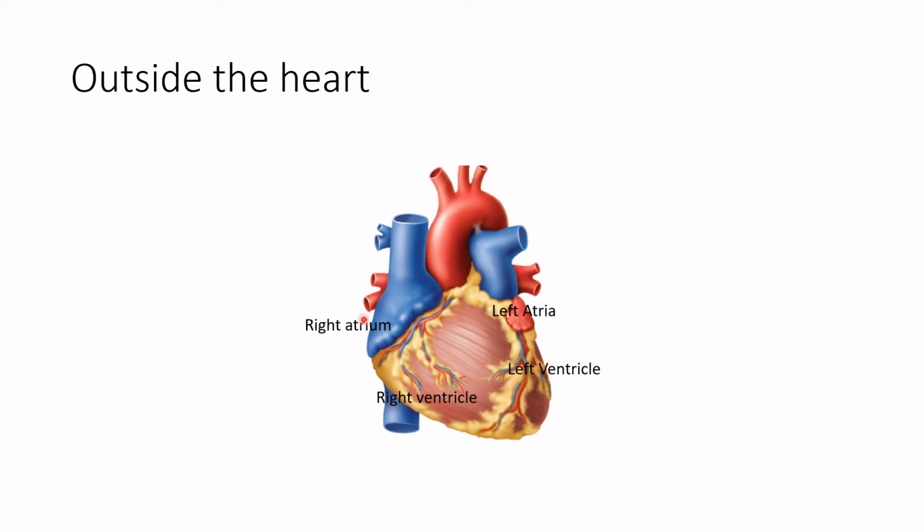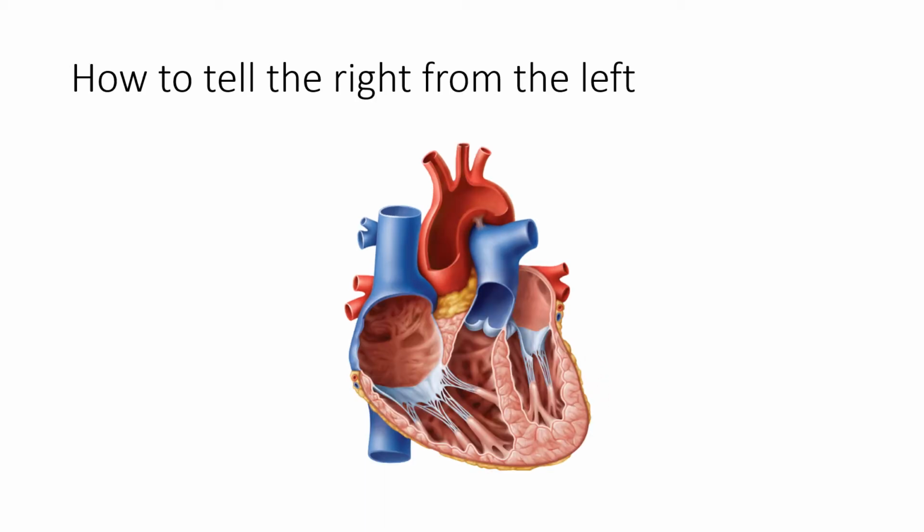So you can see here the right atrium, the right ventricle, the left atria is this red thing here, and then the left ventricle. In some situations, like on an exam, you're going to need to know how to figure out what is the left and the right side of the heart. And that can be pretty tricky if you don't know what you're looking for.